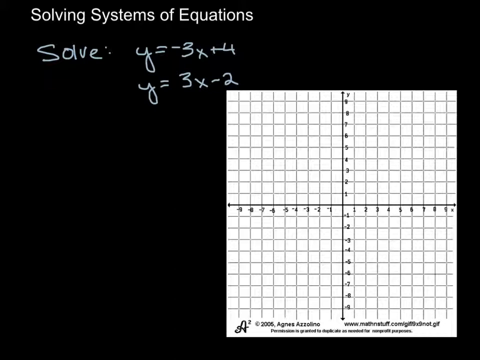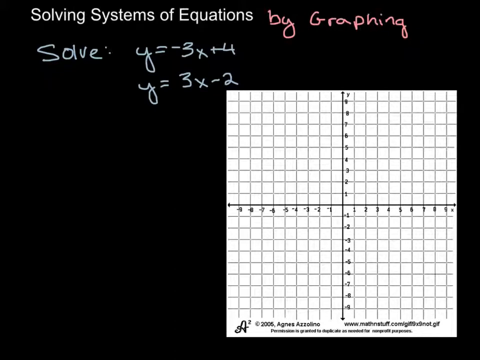So here we have two equations, y equals negative 3x plus 4 and y equals 3x minus 2. And we want to find an x and a y that satisfy both of those equations. And the first method we're going to show you today is solving by graphing. By this method, we're just going to graph both of those linear equations on the same coordinate plane, and the point of intersection is our solution. So let's start by graphing.